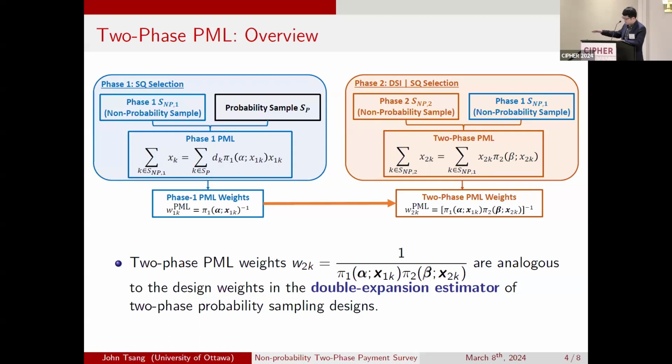Now we move on to the orange box. In phase 2, we combine phases 1 and 2 by the equation in the box, two-phase PML, and get estimated probabilities of being selected into phase 2 conditional on being selected into phase 1. So this is a conditional probability. Two-phase PML weights for phase 2 build on phase 1 PML weights and are the inverse of the product of the two estimated probabilities. I'd also like to highlight that the expression for two-phase PML weights is analogous to the double expansion estimator for two-phase probability sample designs.